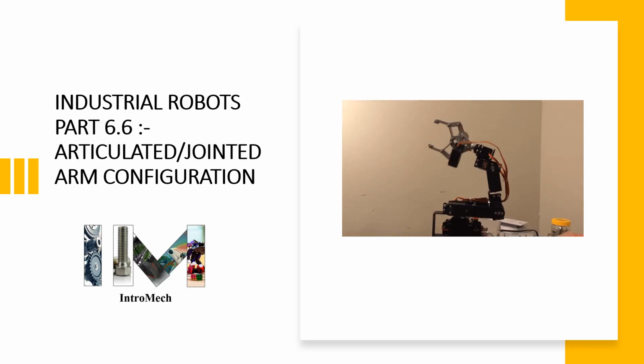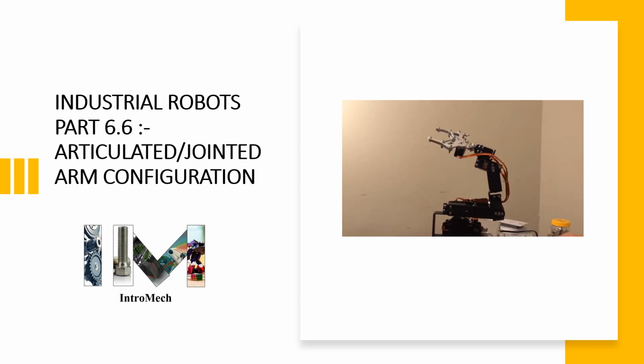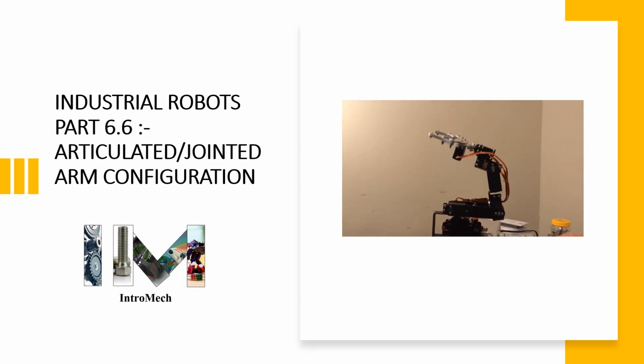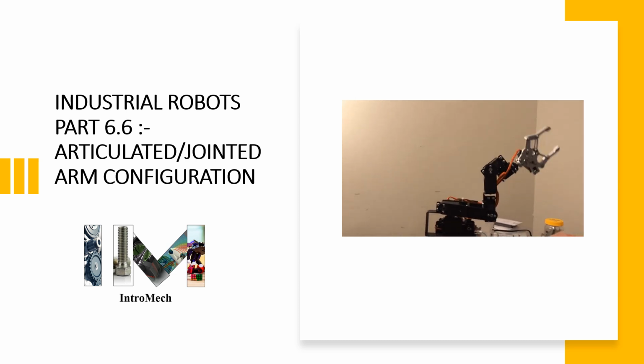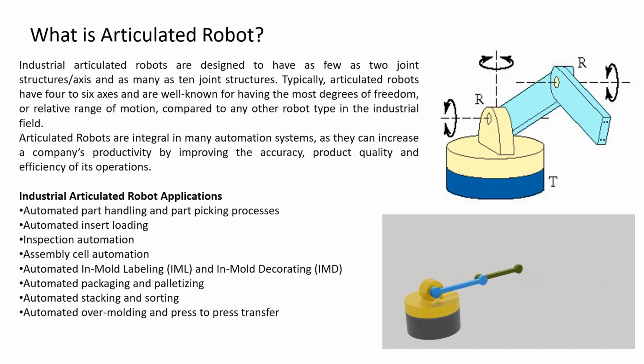So guys, we have started our new series related to industrial robots, and in our previous sessions we learned about the basics of the robots and different terminologies, and then we started looking into the different configurations of the robot. We just learned about the Cartesian configuration and the polar and cylindrical configurations, and today we will focus on the articulated or jointed arm configuration of the robot. So without wasting time, let's get started.